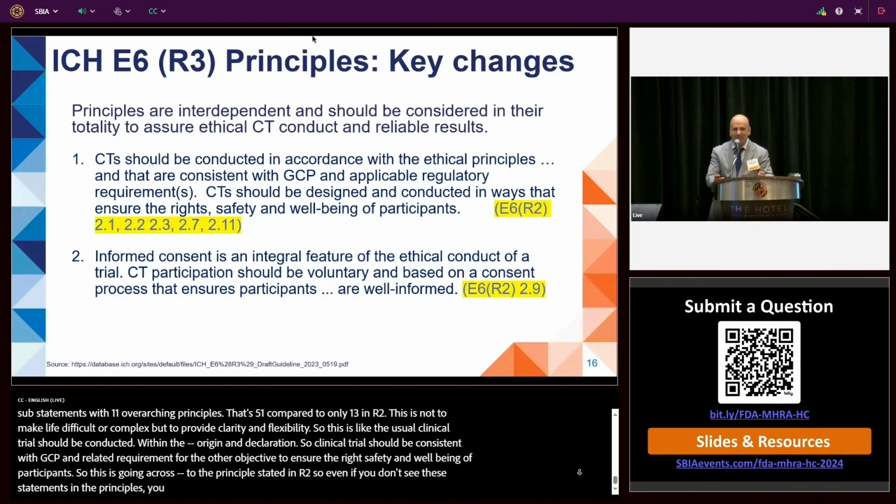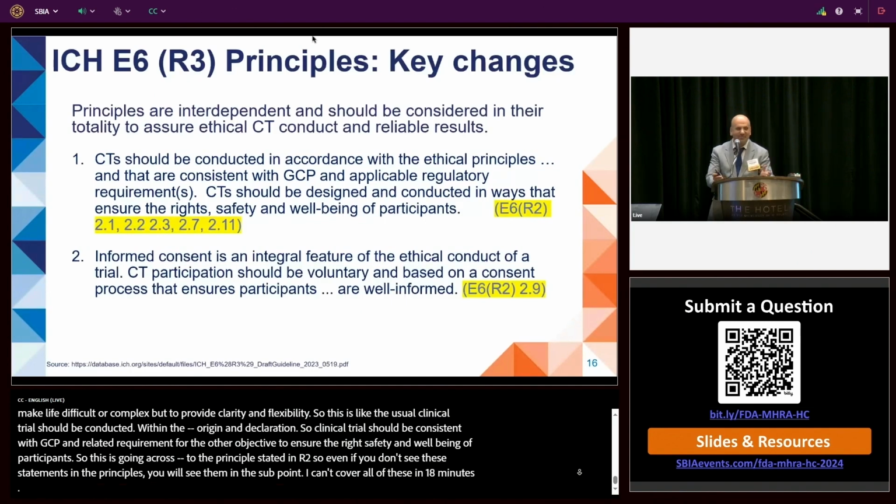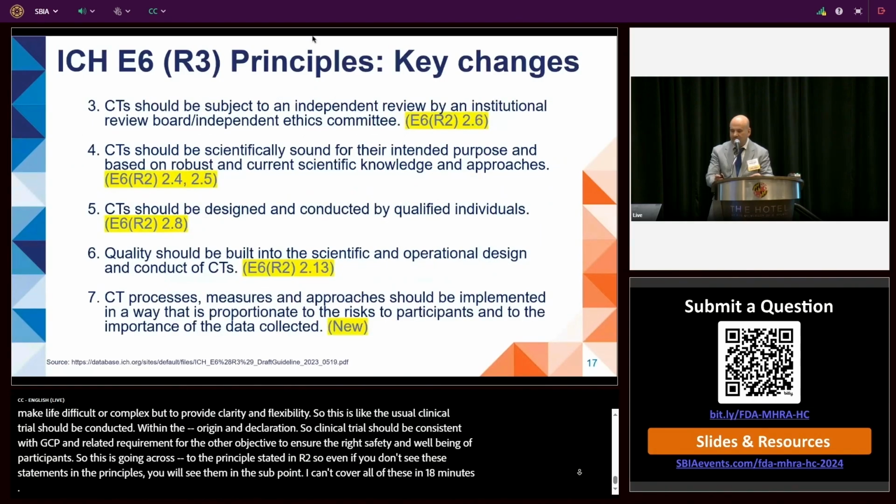I can't cover all of these in 18 minutes. I think it takes more than half a day or 1 day to cover all of these changes, but I will do my best. Informed consent is still the cornerstone. Nothing changed there. Principle 3, 4, 5, straightforward, like independent review of the institutional review board or the independent ethics committees. Clinical trials should be scientifically sound for their intended purpose. And principle 5, provide more flexibility. Clinical trials should be designed and conducted by qualified individuals.